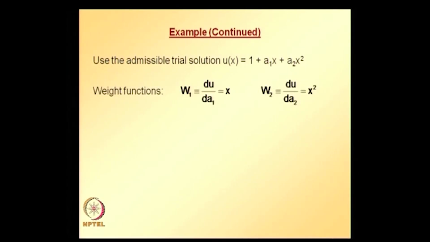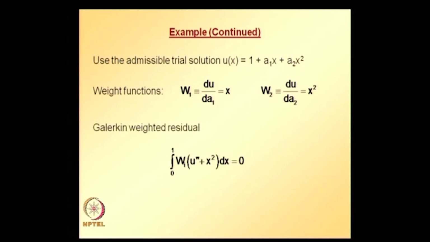And now once we have the admissible trial solution, the weight functions for the Galerkin method are defined like this, that is the derivative of u with respect to the unknown coefficients is the weight function. Here you have two unknown coefficients, a1 and a2, so you get two weight functions. W1 is the derivative of u with respect to a1 and W2 is the derivative of u with respect to a2, and W1 turns out to be x and W2 turns out to be x square.